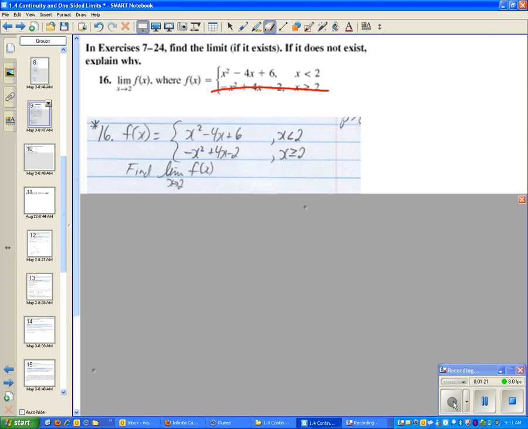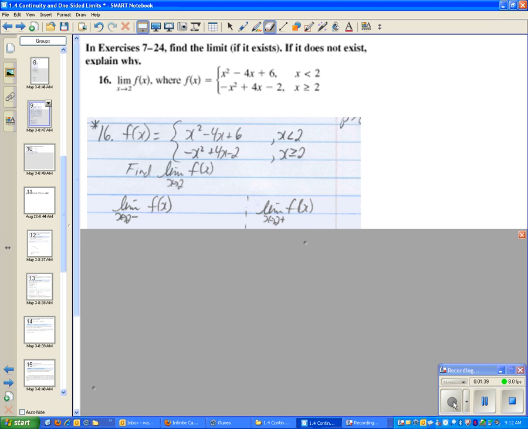But since we're finding the limit as x approaches 2, I need to use both definitions of the function, because I'll use one of them as x approaches 2 from the left, and I'll use the other one as x approaches 2 from the right. Okay? So what we're going to do is set up 2 different one-sided limits. If you recall the definition from yesterday, for the limit to exist, the limit from the left and the limit from the right have to equal each other. So that's what we're going to find out.